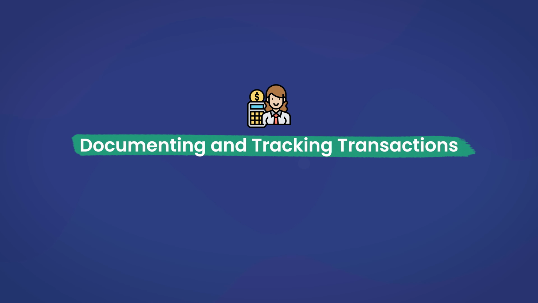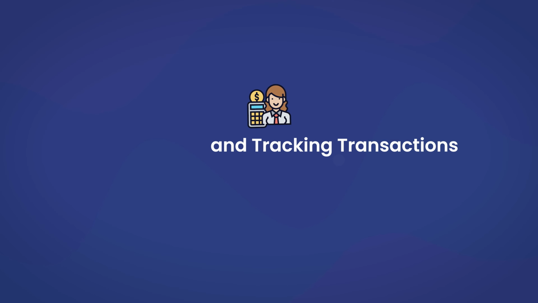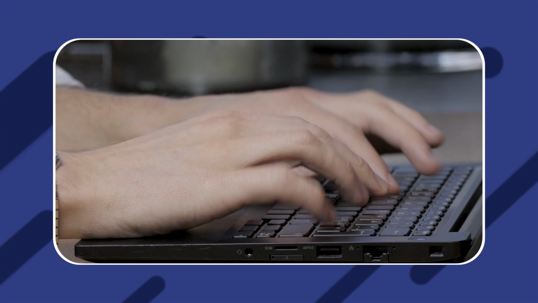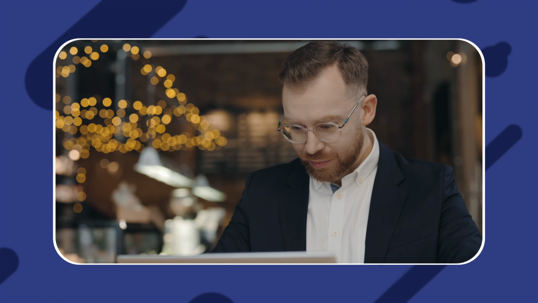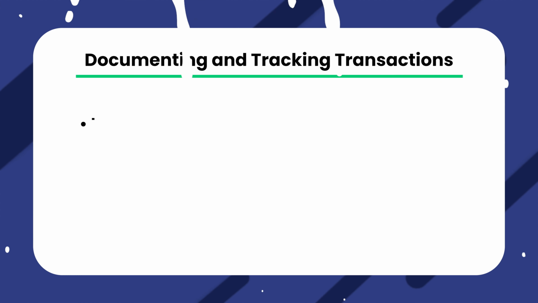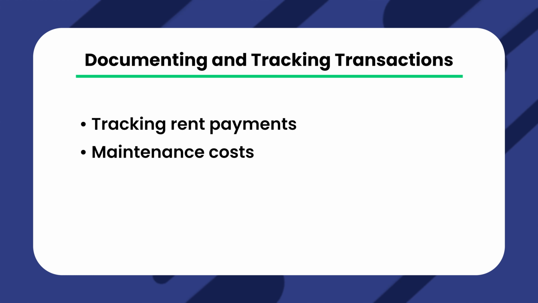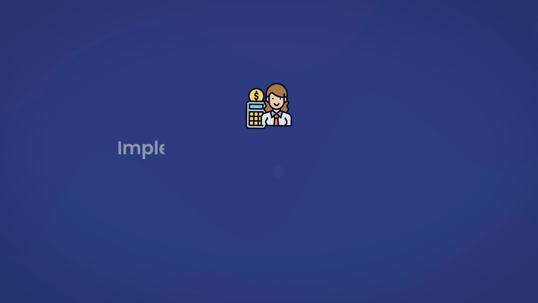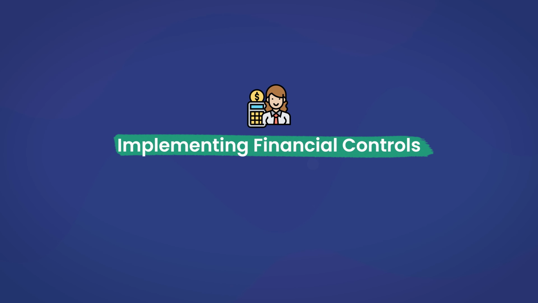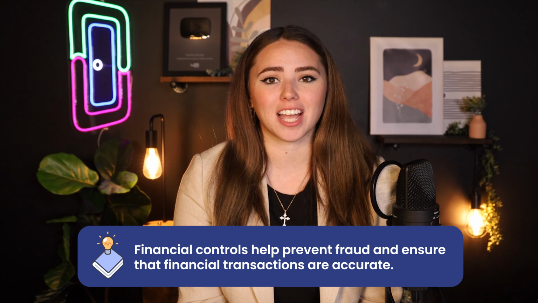Documenting and tracking transactions is critical in rental property accounting. All financial transactions related to your rental properties should be documented and tracked in your property accounting system. This includes tracking rent payments, maintenance costs, commissions, insurance, and legal fees. Implementing financial controls is important in property accounting as well. Financial controls help prevent fraud and ensure that financial transactions are accurate.